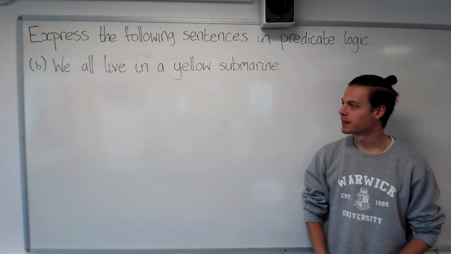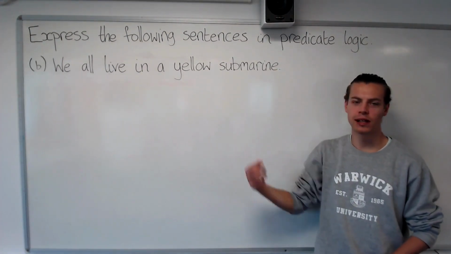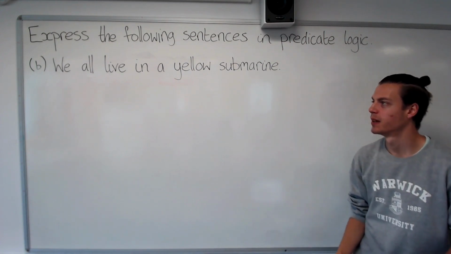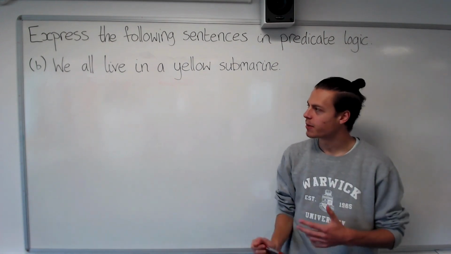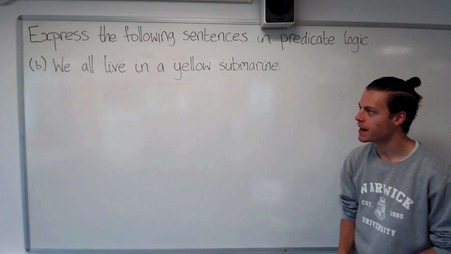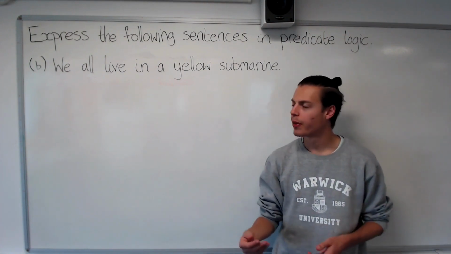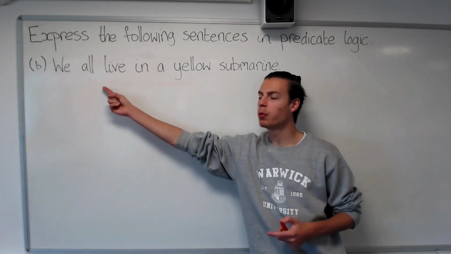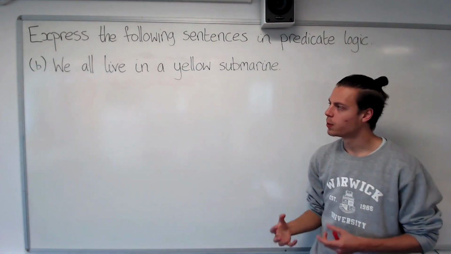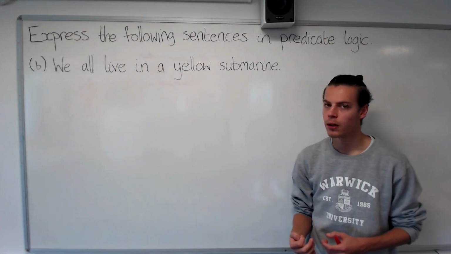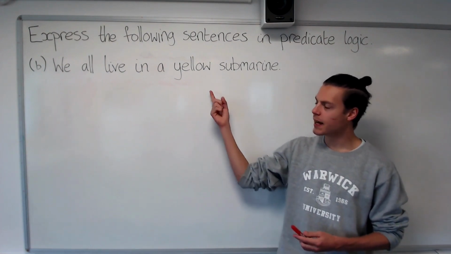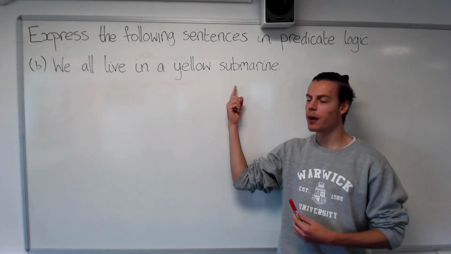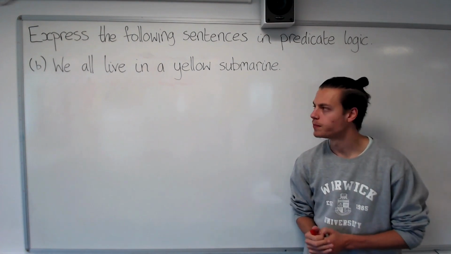Our second sentence is this. We all live in a yellow submarine. So how might we express this differently? Well, we might say, for all things that are one of us, okay, so that would be the "we all". For anything that is one of us, there is a yellow submarine that thing lives in.